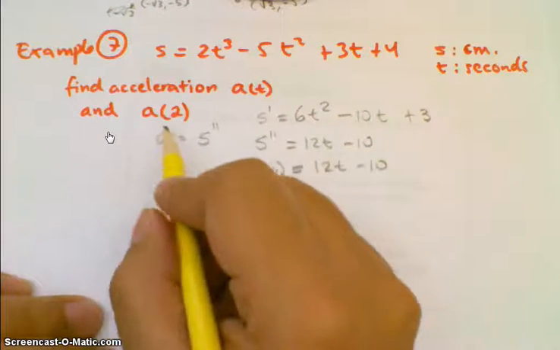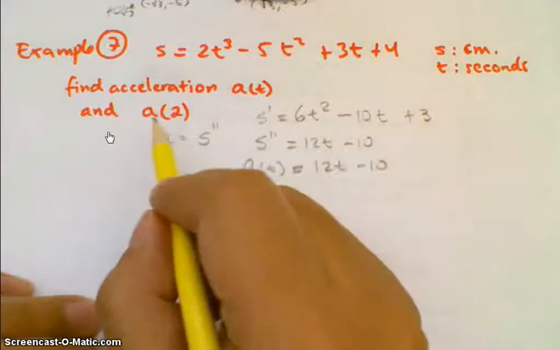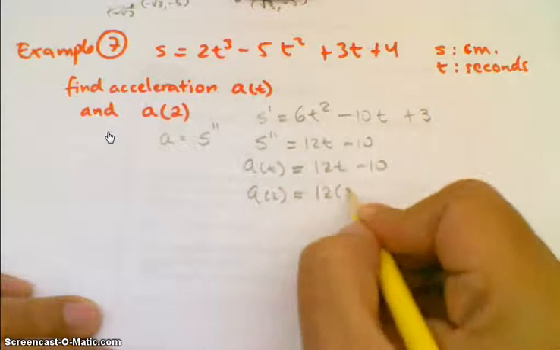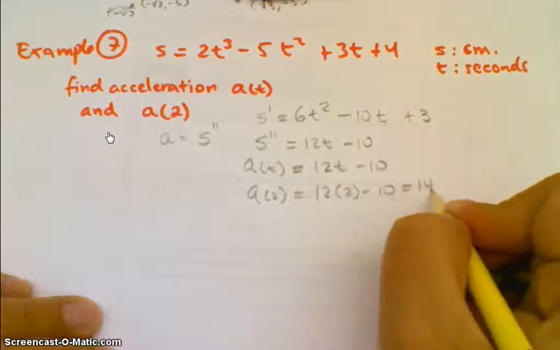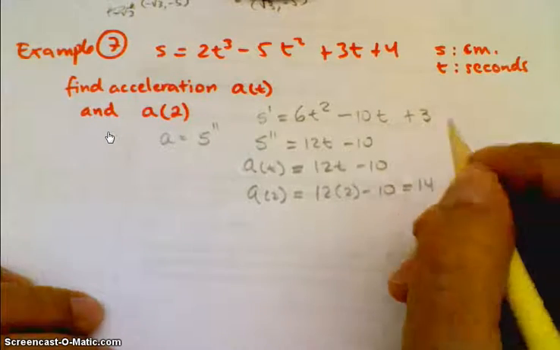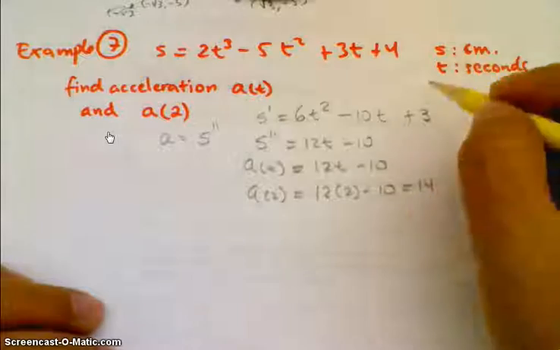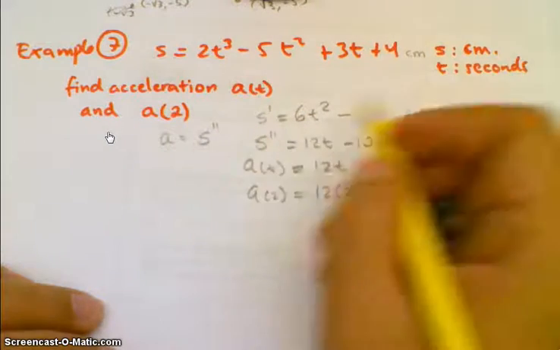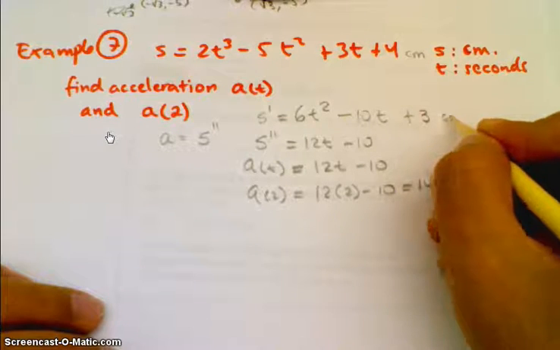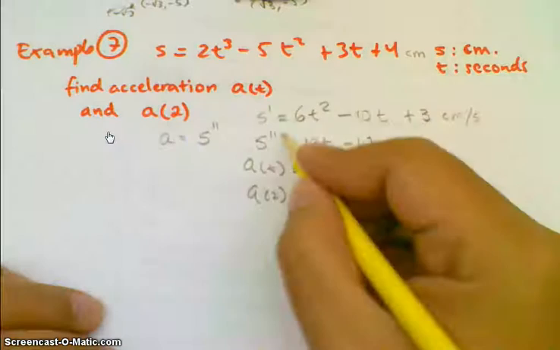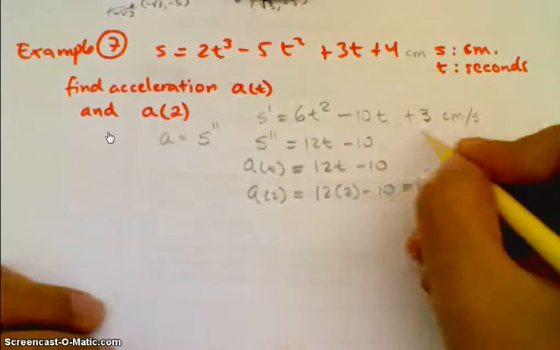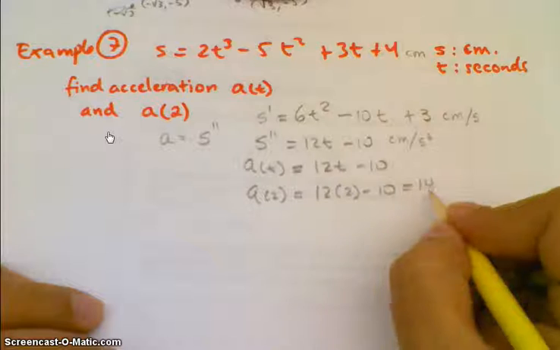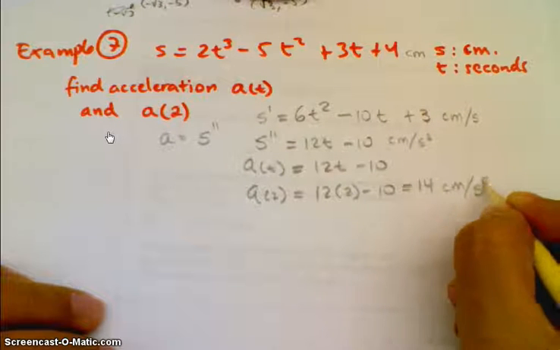They are asking me in example 7 in the book, what's the acceleration at 2 seconds? So I just evaluate at 2, and that will be 12 times 2 minus 10, and that would be 14. Now you have to provide units no matter what test you're taking. So if the distance is in centimeters, when I take the derivative with respect to time, that is going to be centimeters per second. When I take the derivative with respect to time again, it's going to be centimeters per second squared. So on this acceleration, the units are centimeters per second squared.